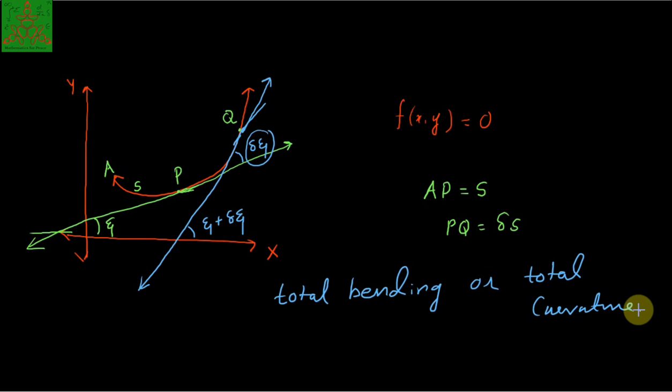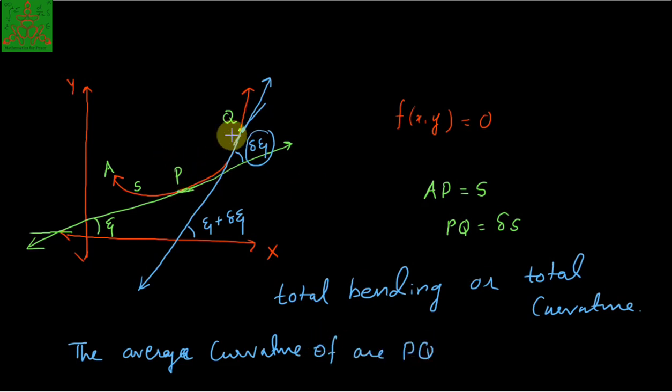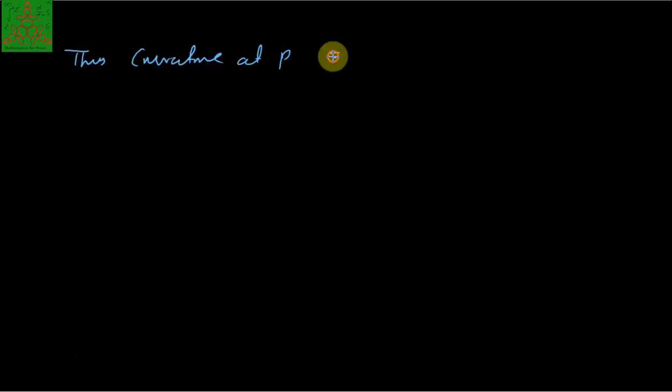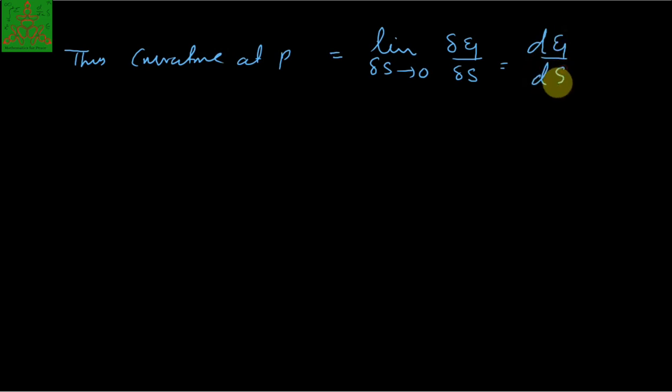The average curvature of the arc PQ is nothing but delta xi upon delta s. In this length, this much bending is there. Now when you take the limit delta s tending to 0, it defines the curvature of the curve at the point P. So the curvature at point P is the limit as delta s tends to 0 of delta xi upon delta s, which is d xi by ds. I can say it is the rate of change of the tangent with respect to the length. It is called the curvature of the given curve at the point P.